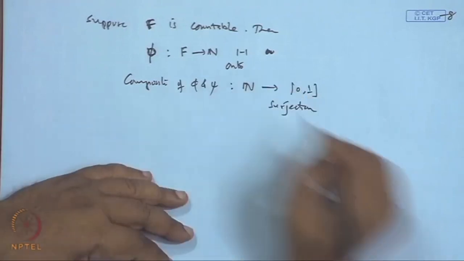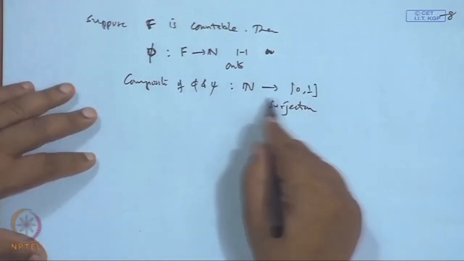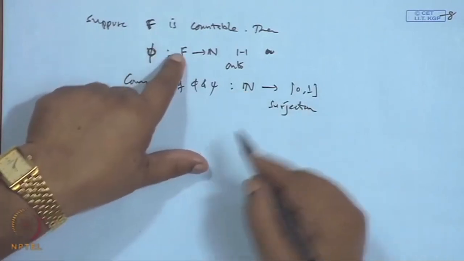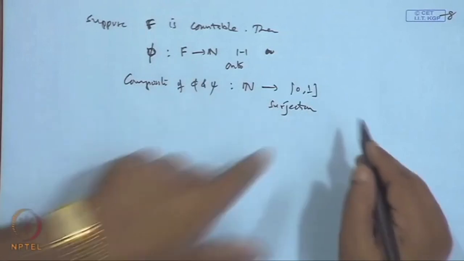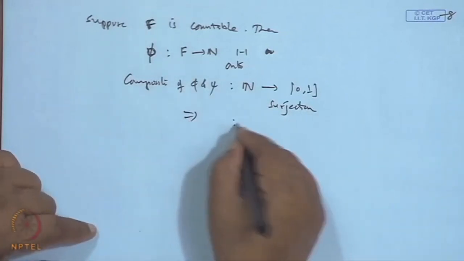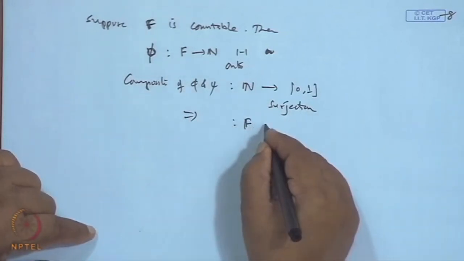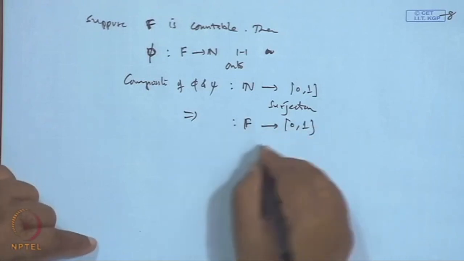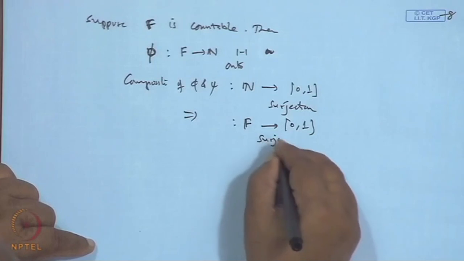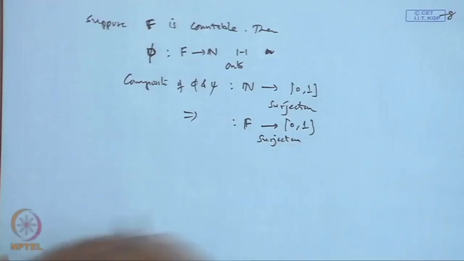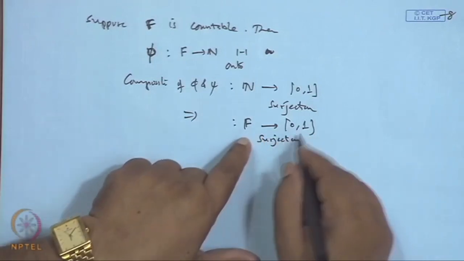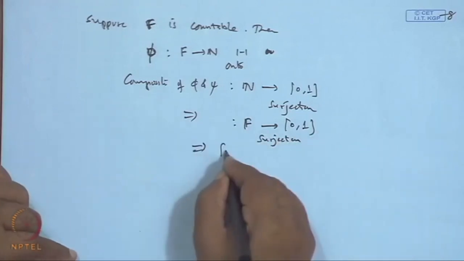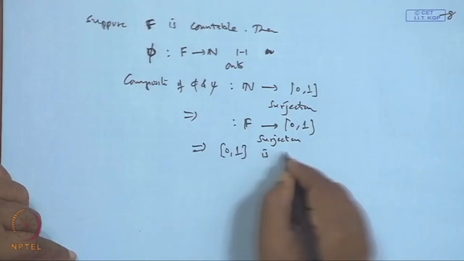This is a surjection mapping, an onto mapping. So if we assume F to be countable, then this implies that there is a mapping from F onto (0,1), which is a surjection, a one-one onto mapping. Once it is a surjection, since we have assumed F to be countable, this implies that (0,1) is a countable set.